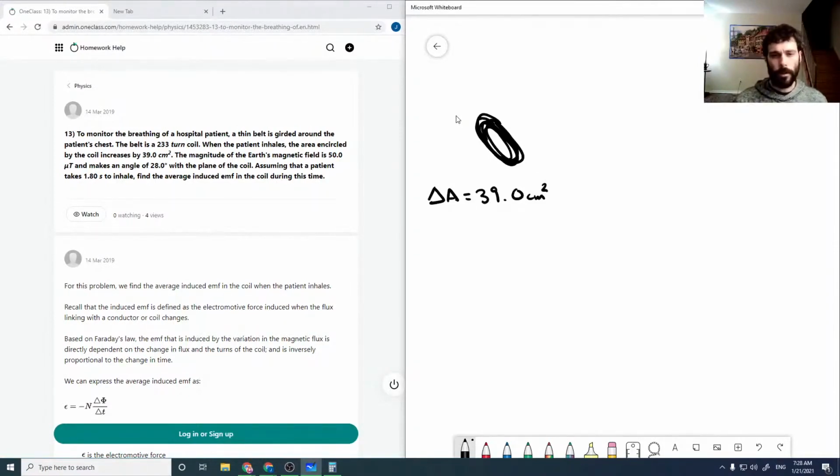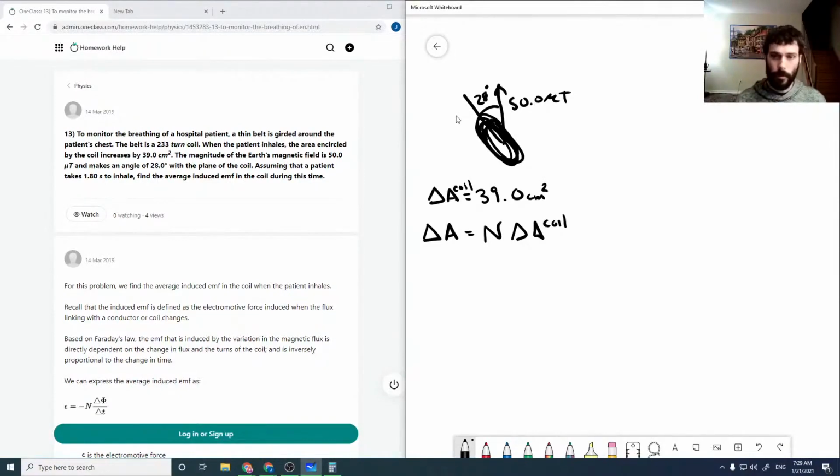So each coil increases by this much. So our actual delta area, I'm going to call this delta A coil. So our delta area is N delta A coil, as we have a number of turns. And our B field is 50 microteslas, and it's at an angle of 28 degrees with the plane of the coil.